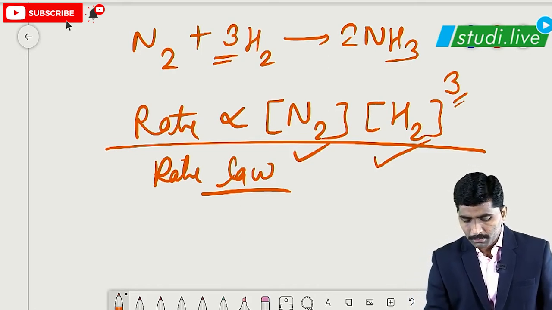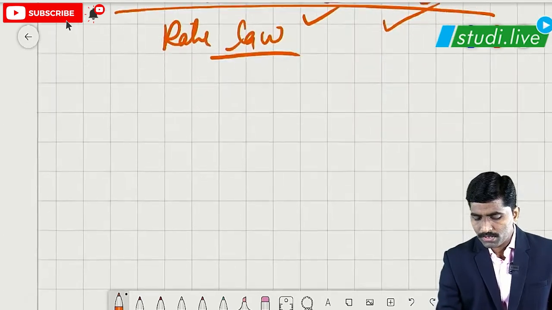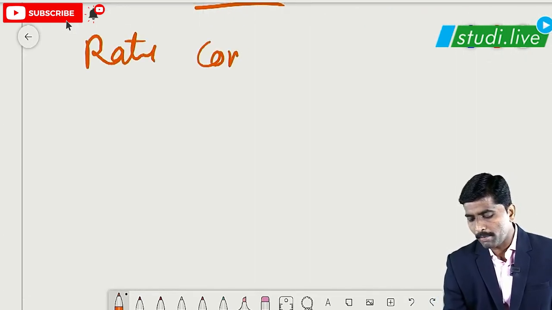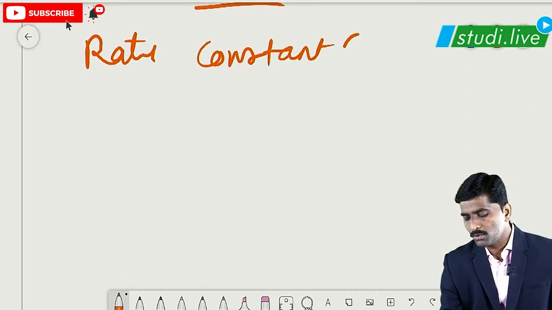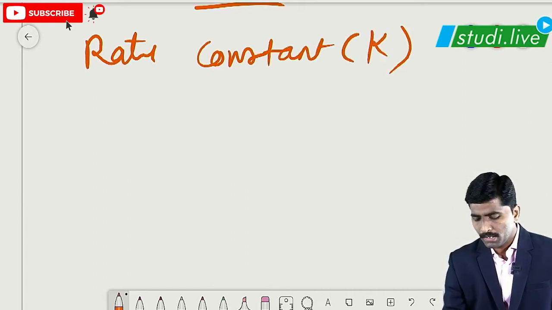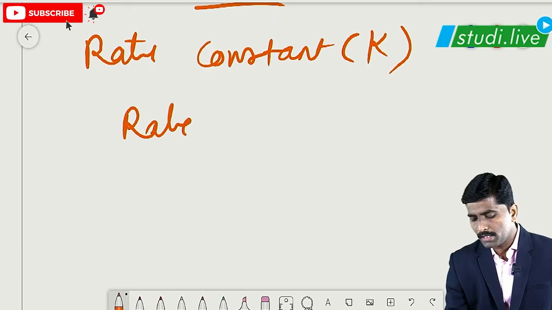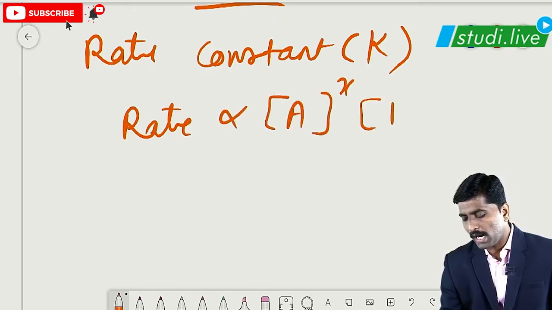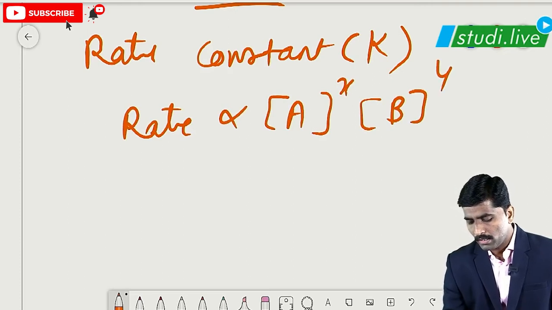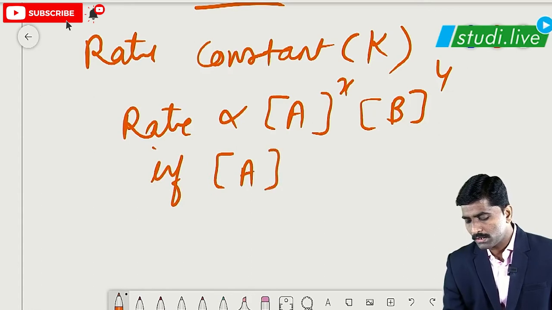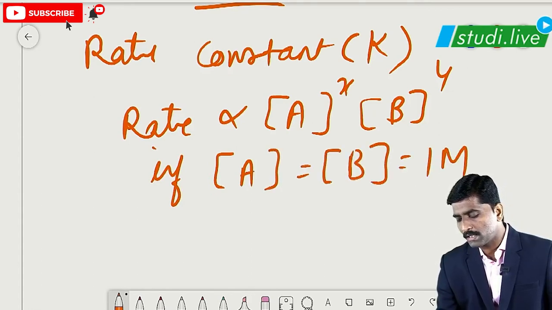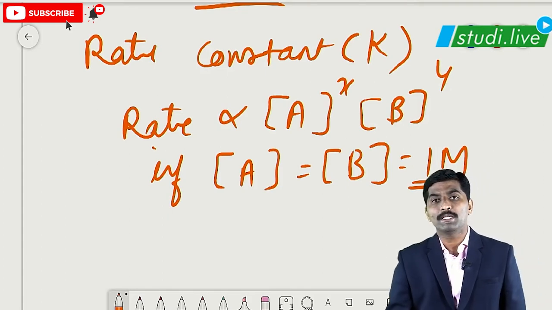Okay, but our next topic of discussion is going to be the rate constant, which is usually expressed as K. If I have rate proportional to A raised to X and B raised to Y, and if I put a special case, if concentration of A is equal to concentration of B, which is equal to exactly 1 molar, that is unity.